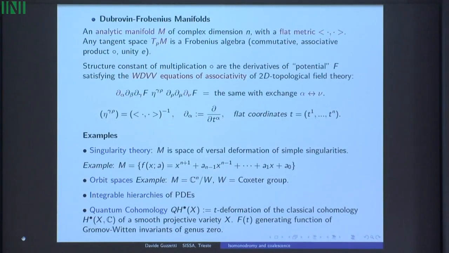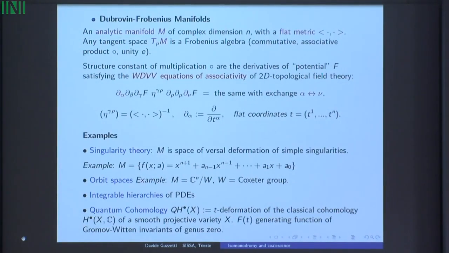Moreover, Frobenius manifolds seem to be a universal, well, universal may be a big word, but let's say a universal object in mathematics. Namely, they appear in several applications. They are related to singularity theory. If you take the space of versal deformations of simple singularities, here is just an example, where a0, ..., a_{n-1} are parameters which deform the simple singularity x^{n+1}, these spaces have a structure of a Frobenius manifold.